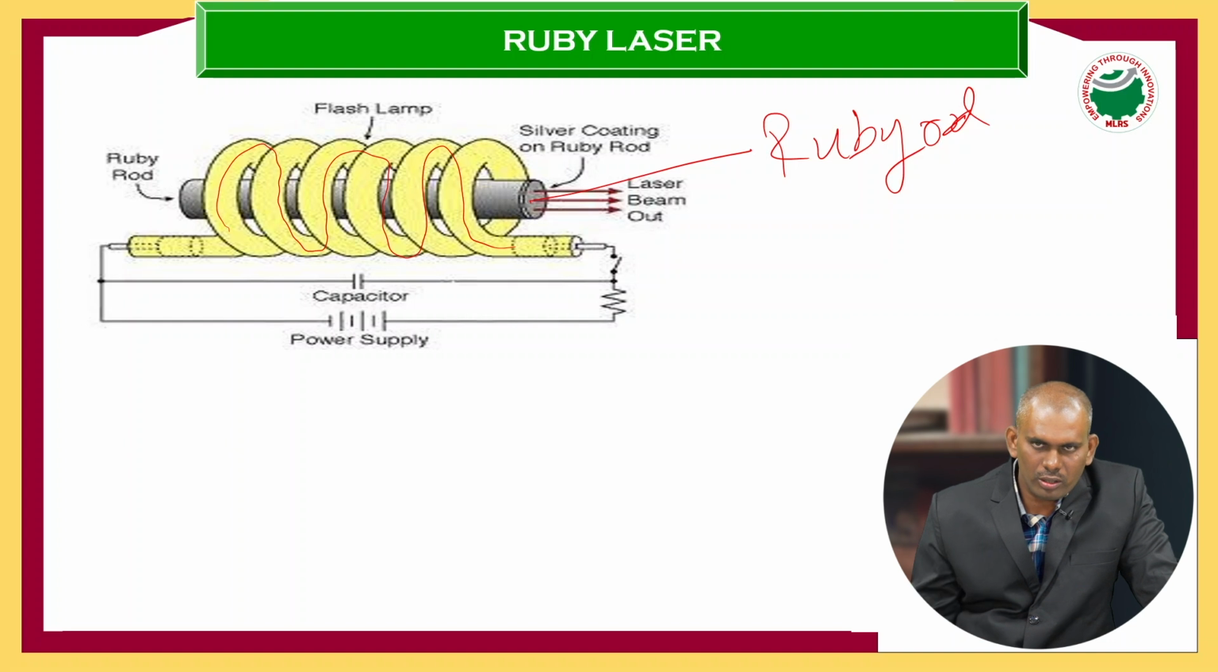When you switch on the flash lamp, the flash lamp emits light. This light can be absorbed by the particles present in the ruby rod. These particles absorb the light energy and get excited from lower energy levels to higher energy levels. From those higher energy levels, while they are coming to ground level, in between population inversion is achieved in the metastable state. Later from the metastable state, while the atoms are coming to ground level, they emit their excess energy in the form of photons. That takes place here.